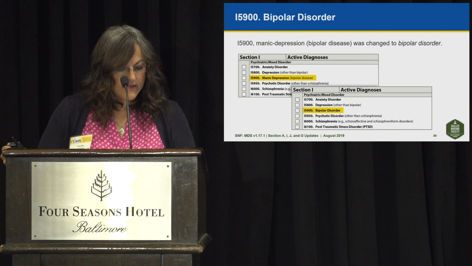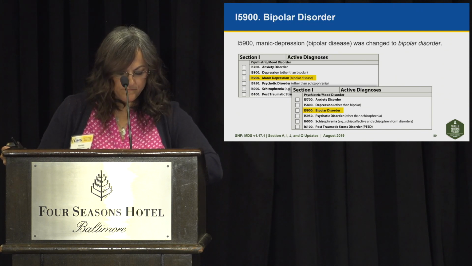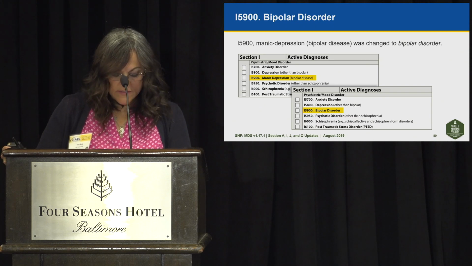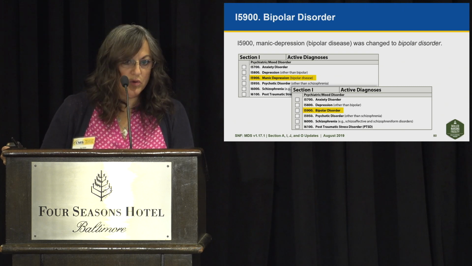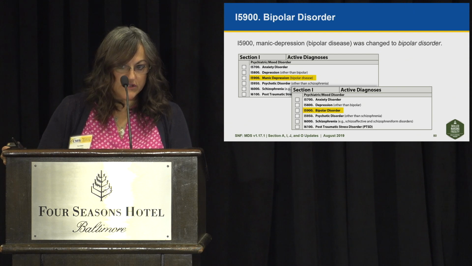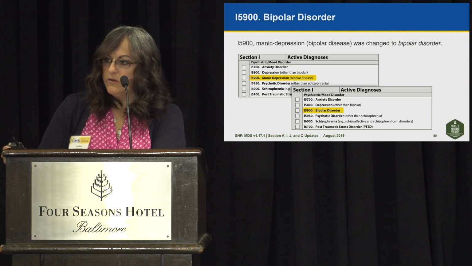Okay, now let's move on to I5900, which is bipolar disorder. As you can see in the snapshot in the upper left corner of the slide, the label of I5900 says manic depression bipolar disease. This has just been simply revised to say bipolar disorder, which is more appropriate, and that's seen on the snapshot in the lower right-hand corner of the slide.